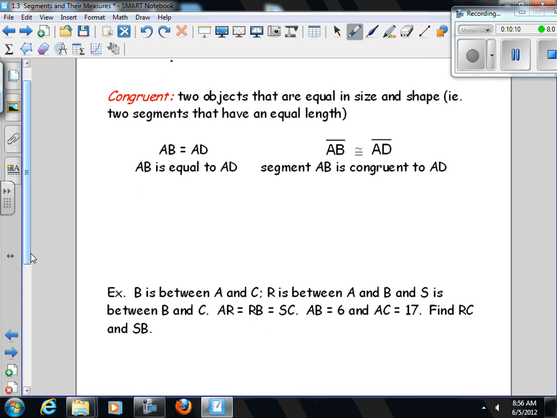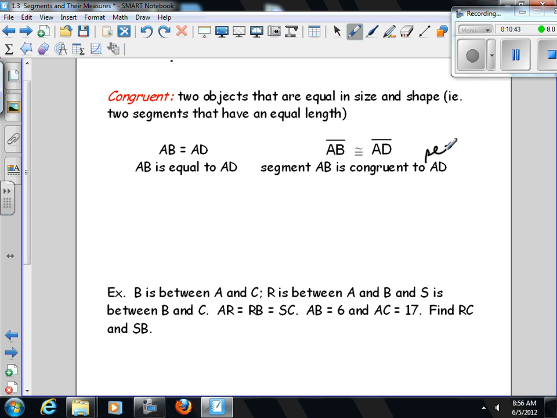The definition of the word congruent. Two objects that are equal in size and shape, in other words, two segments that have an equal length, are congruent. Now, if we had this situation here, AB equals AD, that means those two are equal. But what's also true is that AB would have to be congruent to AD. In other words, segment AB would have to be congruent to segment AD.